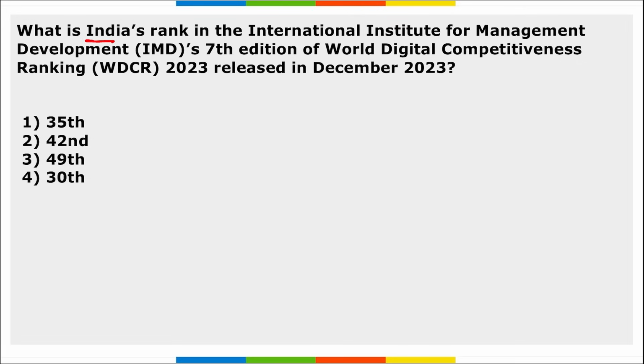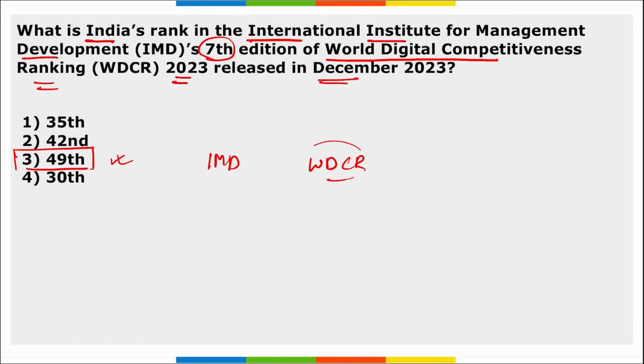Now let's move to some revision current affairs that will be beneficial for your learning. What is India's rank in the International Institute for Management Development's, that is IMD's, 7th edition of the World Digital Competitiveness Ranking 2023 released in December? So its rank is 49th. I repeat, what is the rank of India in the IMD's 7th edition of the World Digital Competitiveness Ranking? So the rank here is 49.